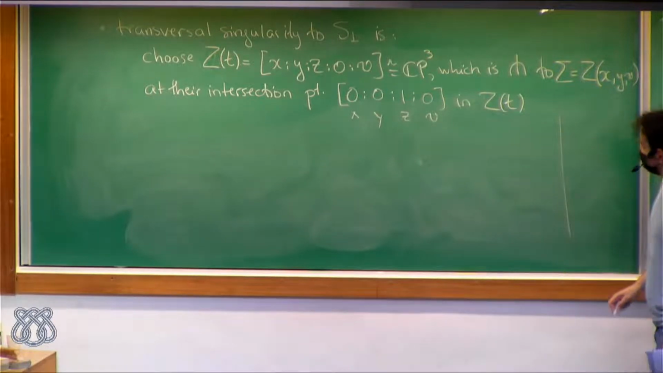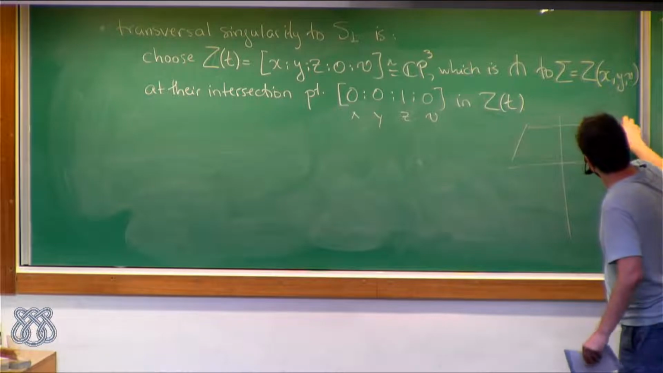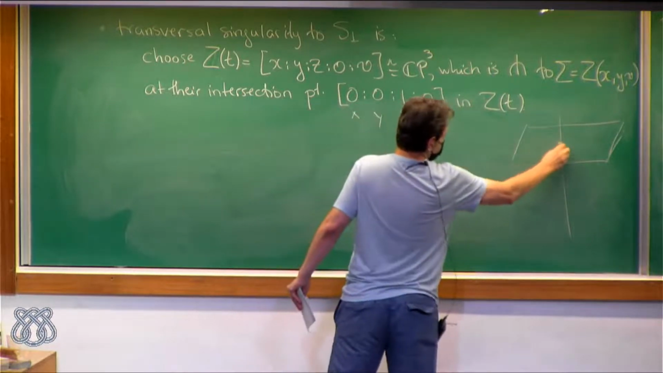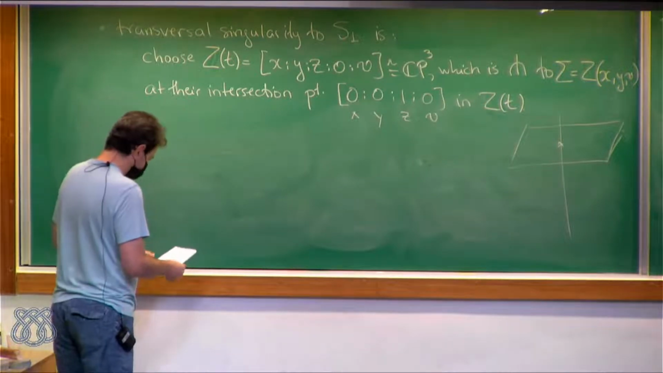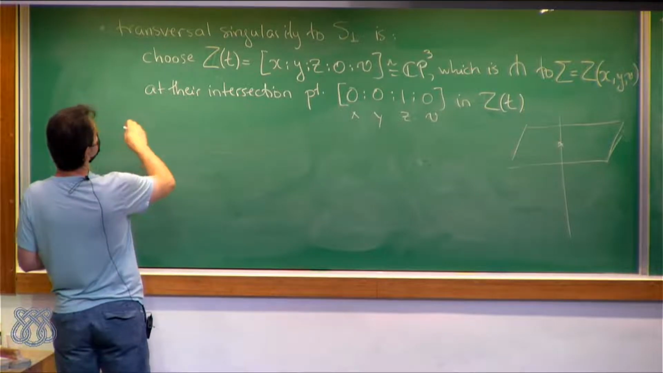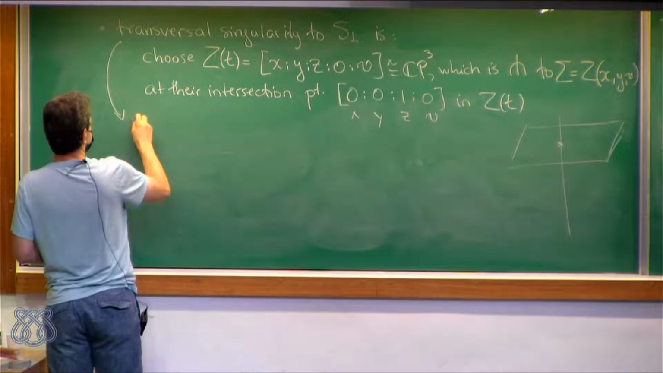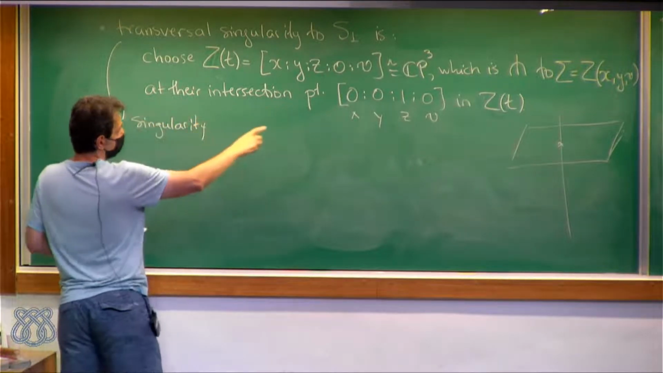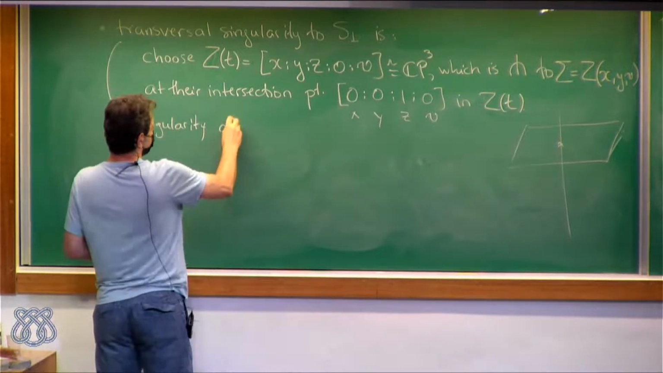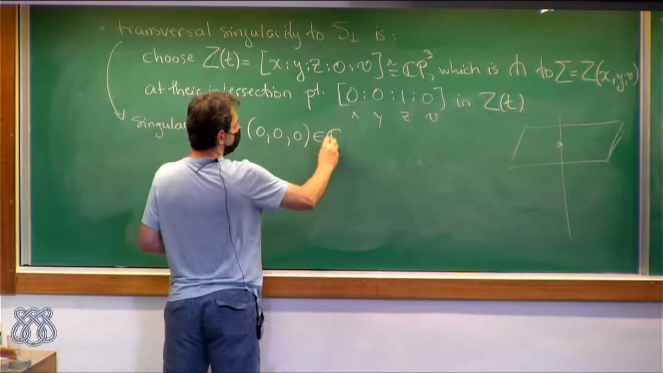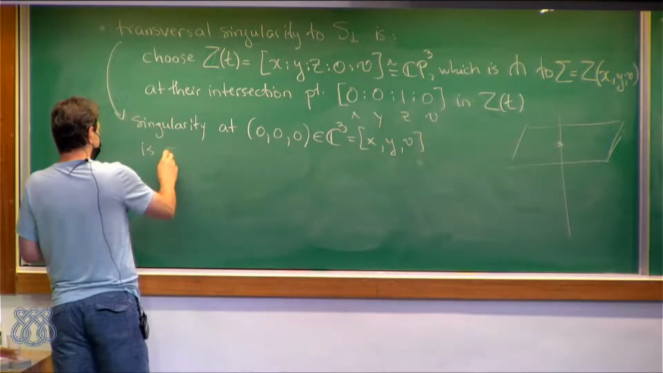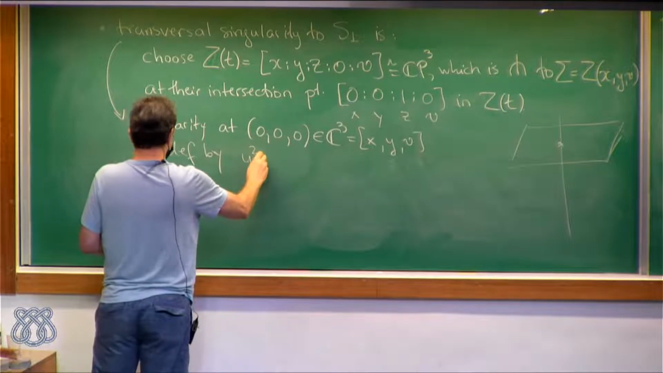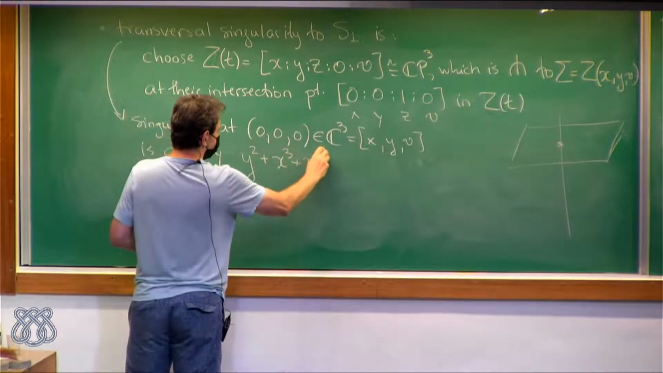So this was our one-dimensional singular locus. I intersect with the hyperplane, and they are transverse. I choose it transverse at this intersection point. I have to work in a normal direction to the stratum, right? All right, so now I can work in this slice, Z of t. And the singularity there looks like, the singularity at this intersection point, which I'll just write 0, 0, 0 in C3 with coordinates x, y, v, is defined by y squared plus x cubed plus v cubed equal to 0.